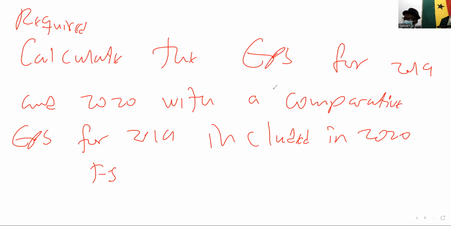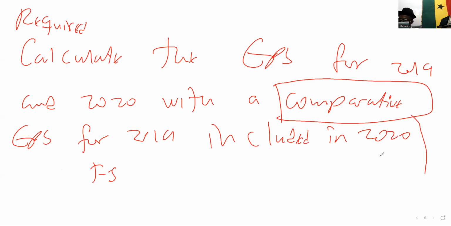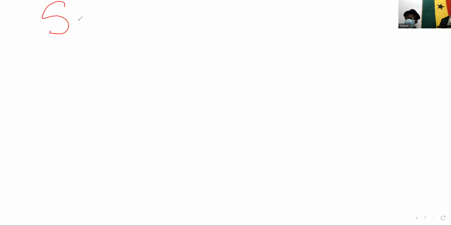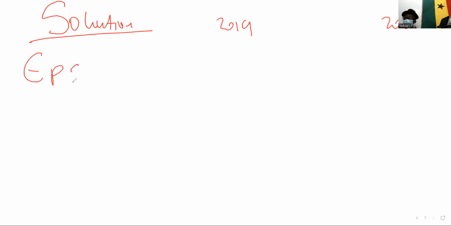Once you see comparative earnings per share, that means there's a bonus element in the question. If you don't see comparative, there's a likelihood that there's no bonus element in the question. Solution. I have to be very fast here. First, I write 2019 here and 2020.